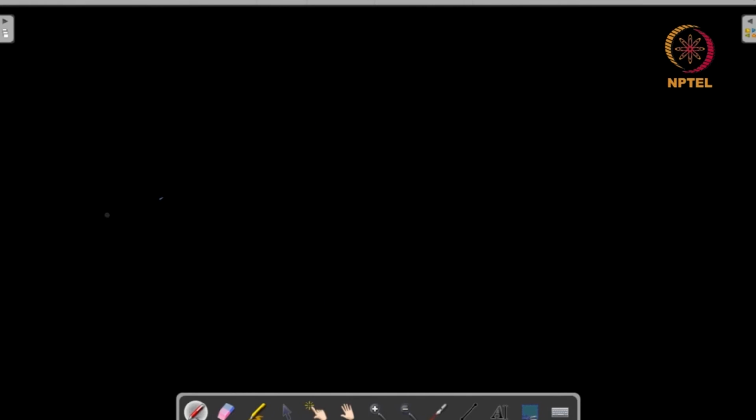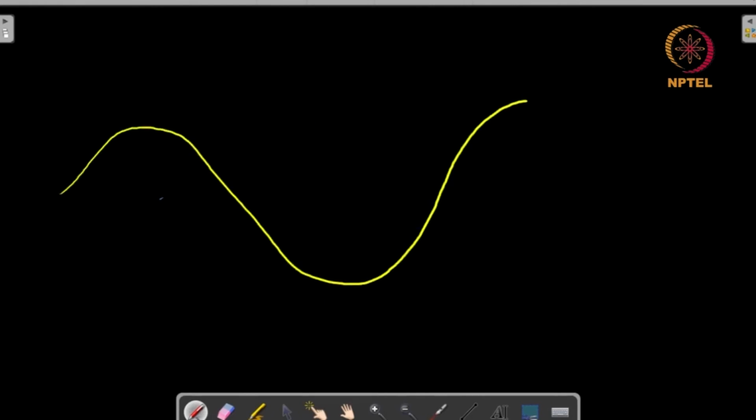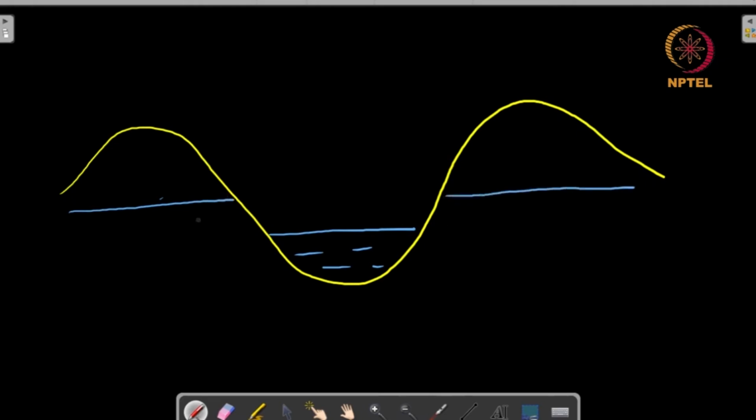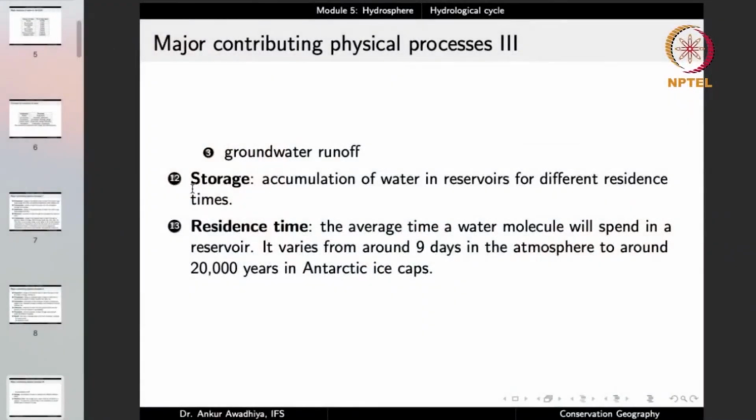So you have this. So suppose this is the land, and here you have a stream, say a river. But suppose the groundwater is at this level. So in that case, some amount of water will begin to flow from the groundwater into the streams, and then it will begin to move away from this drainage basin. So this is known as a groundwater runoff.